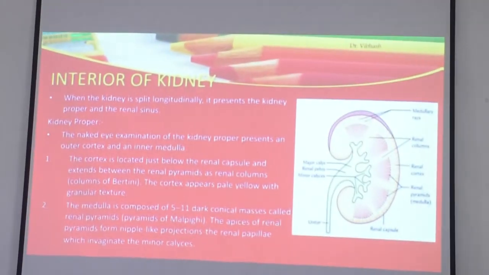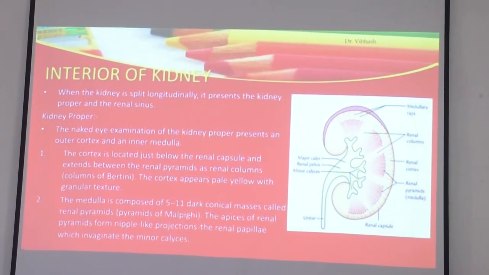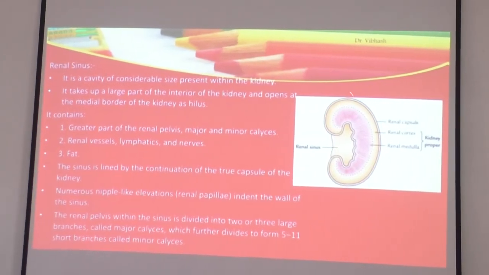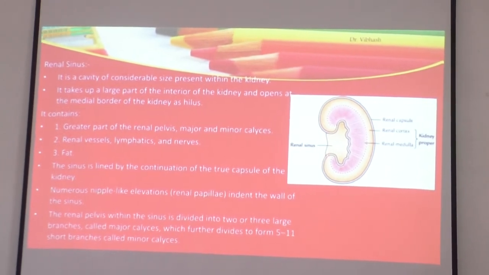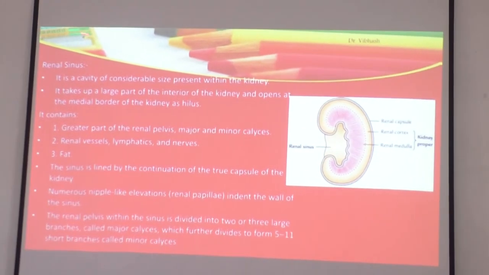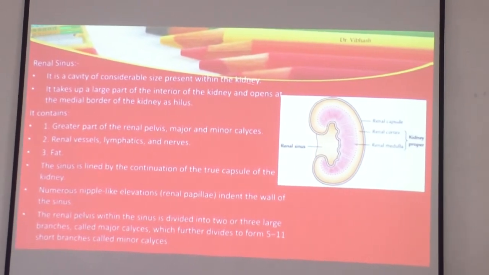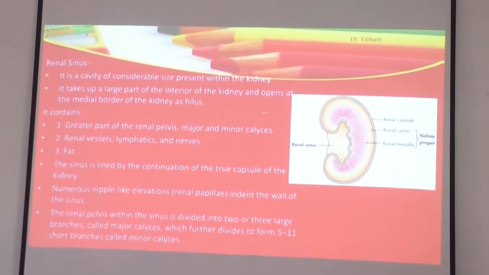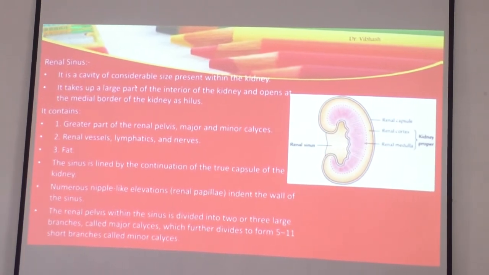Apices of the renal pyramids form nipple-like projections known as the renal papilla, which invaginates the minor calyces. See, the base is directed towards the cortex, the apex is directed towards the minor calyces, forming the renal papilla. Next, renal sinus. The outer part is the cortex, the inner part is the medulla, and this area is known as the renal sinus. What is the renal sinus? It is a cavity of considerable size present within the kidney. It takes up a large part of the interior of the kidney and opens at the medial border of the kidney as the hilus.